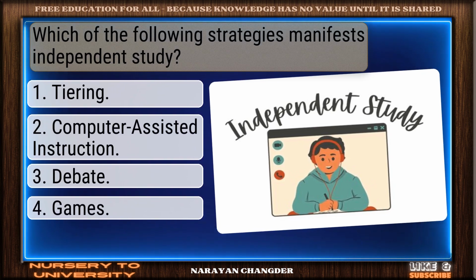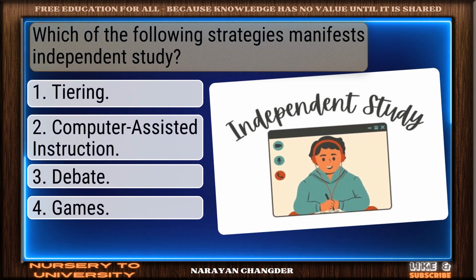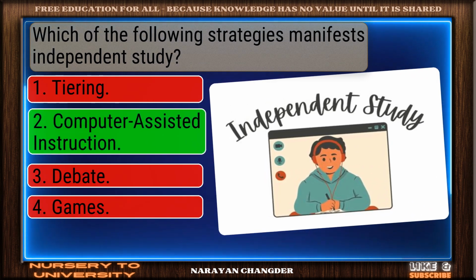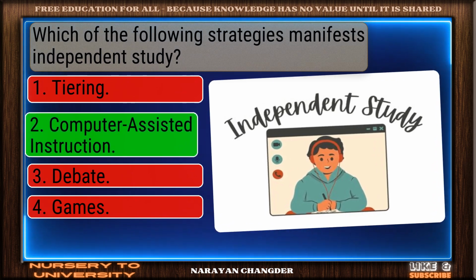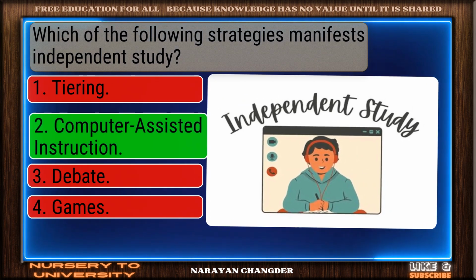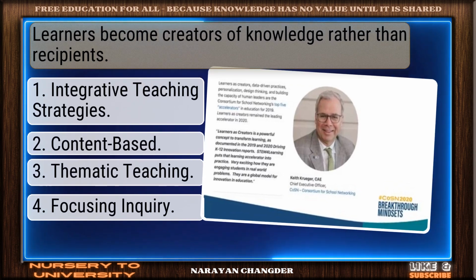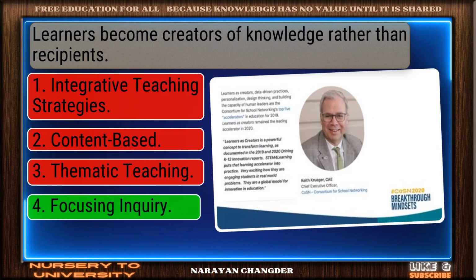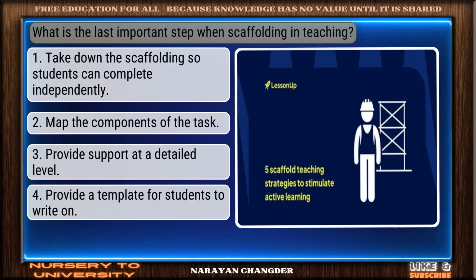Which of the following strategies manifests independent study? Clear logic. Your choice computer-assisted instruction is sound and 100% true. Learners become creators of knowledge rather than recipients. Smart pick. Focusing inquiry is the correct choice.